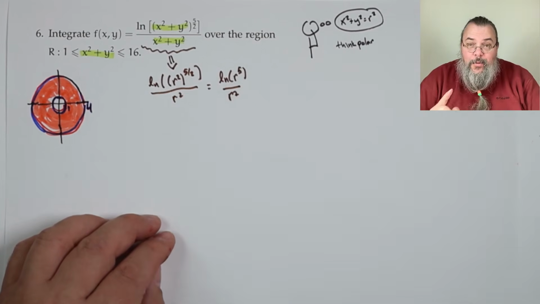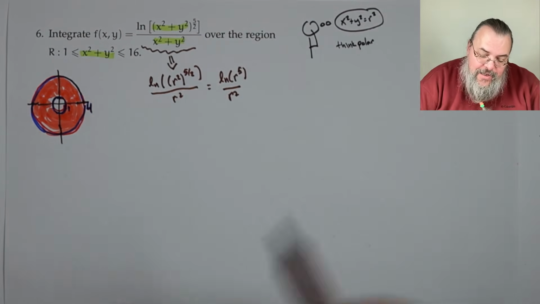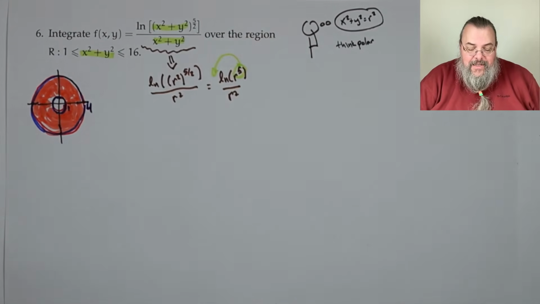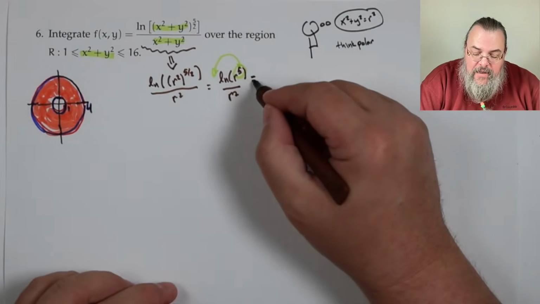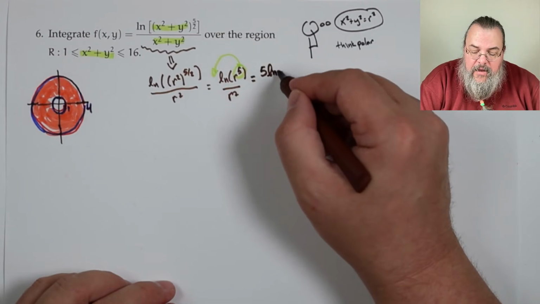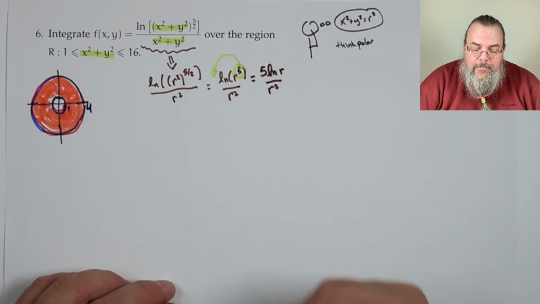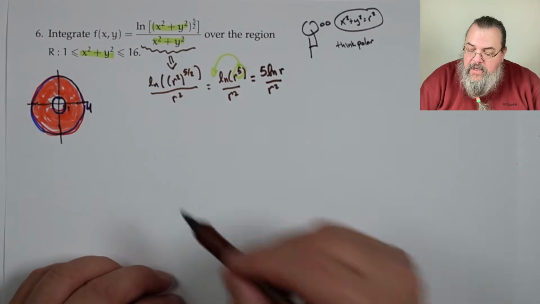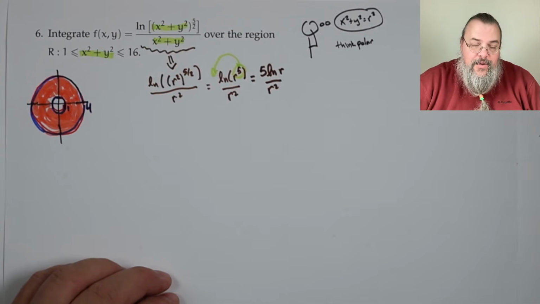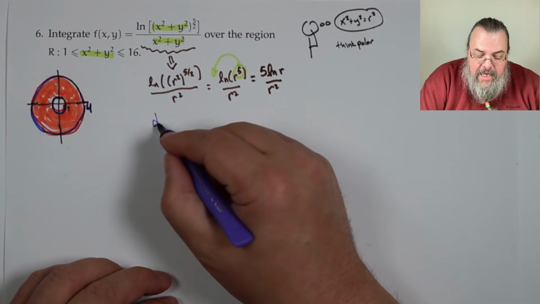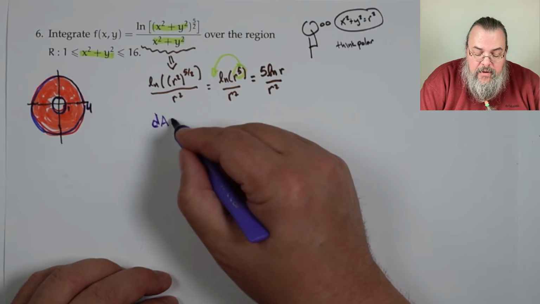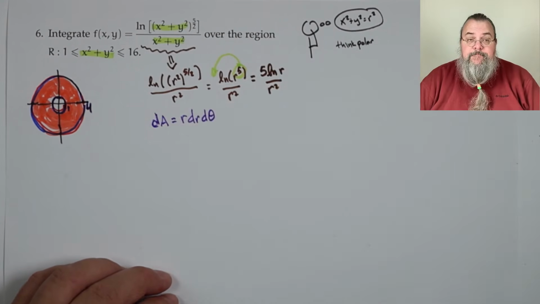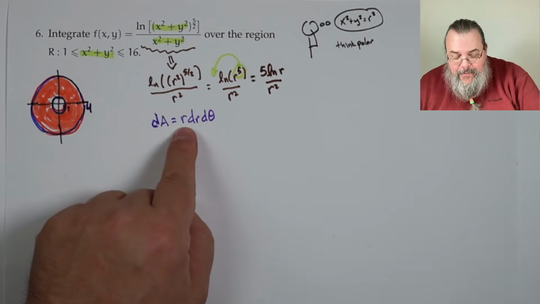But we know stuff about logs. We can say, hey, see this exponent? We can pull it down. And so we do that. And that becomes 5 log r over r squared. All right, so that's one thing, our function. We'll make a note, note number 2, our dA, how we're breaking things up. Well, in polar, that's r dr d theta. Okay, so don't forget the r.